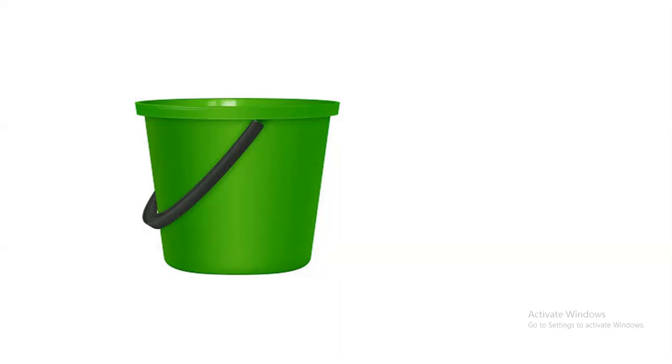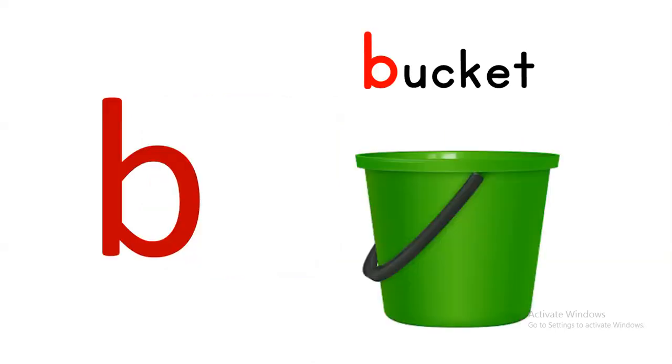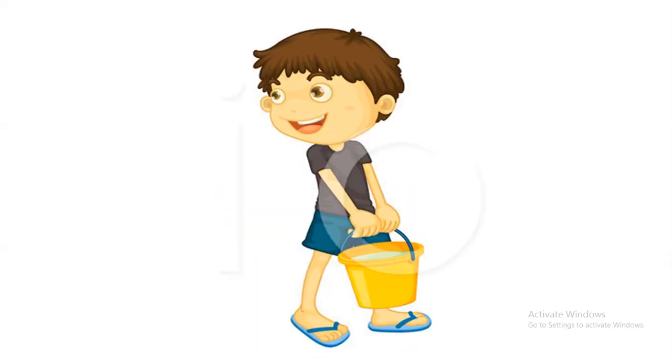What is this? It is a bucket. Bucket starts with B sound. Bucket. Its color is green. It is a big bucket. A boy has a yellow bucket.